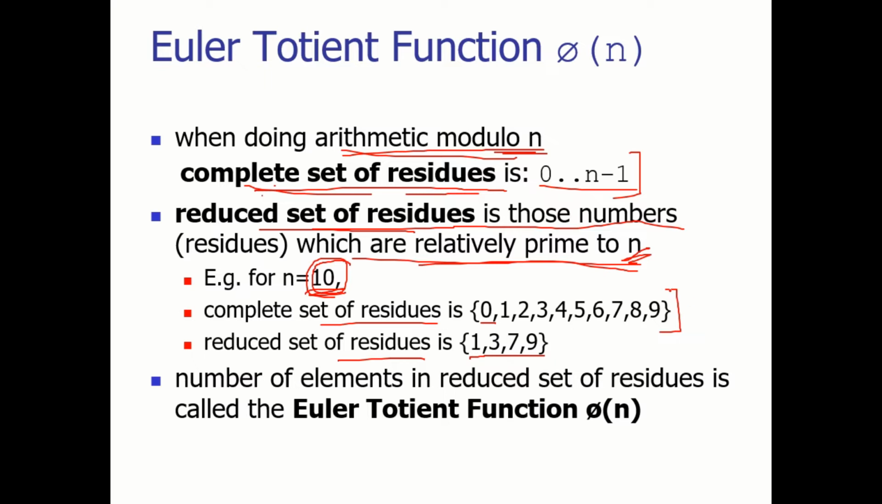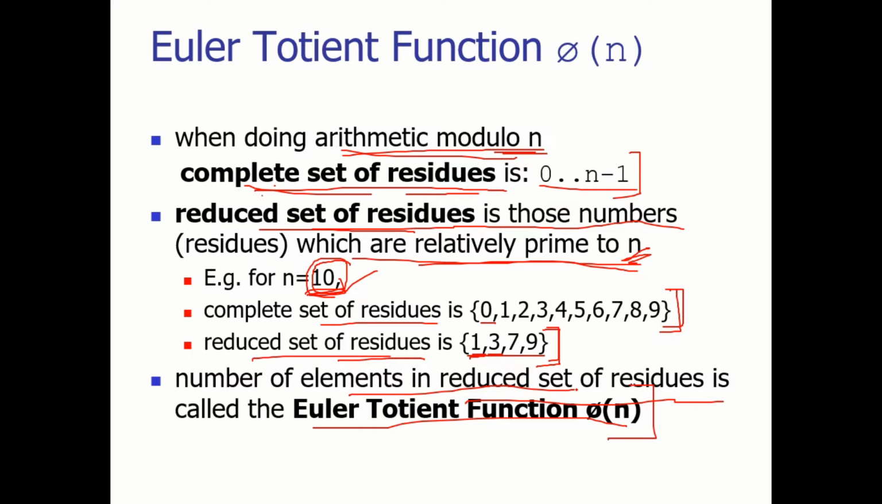Out of these 10 values, we now have only 4 values in the reduced set of residues. These numbers are relatively prime to 10, they have the GCD as 1. If you find the GCD of 1 and 10, the value will be 1. GCD of 3 and 10 is 1. GCD of 7 and 10, and of 9 and 10, will also be 1. So the number of elements in the reduced set of residues is called the Euler totient function. We are finding the number of elements in the set.